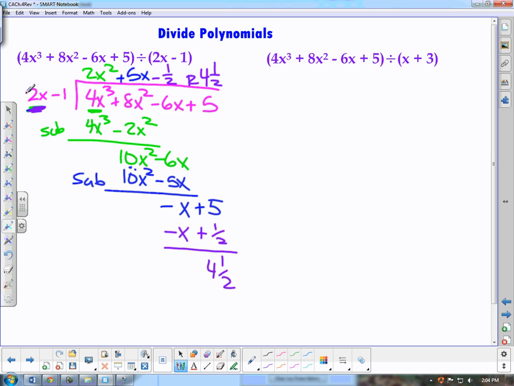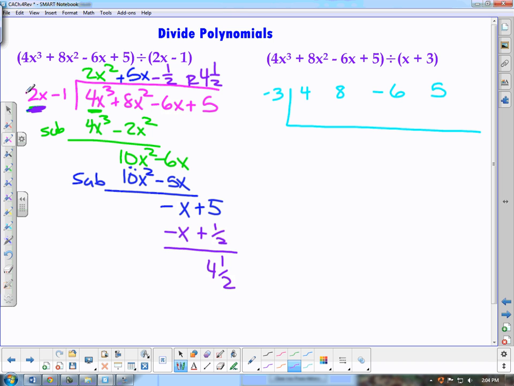Now with this other division, because we're dividing by a binomial that has no coefficient for x other than 1, you can do this synthetically. And then on the inside of your synthetic division, you would have a 4, an 8, a negative 6, and a 5. And remember, if there's a missing term, you have to substitute a 0 in its place.